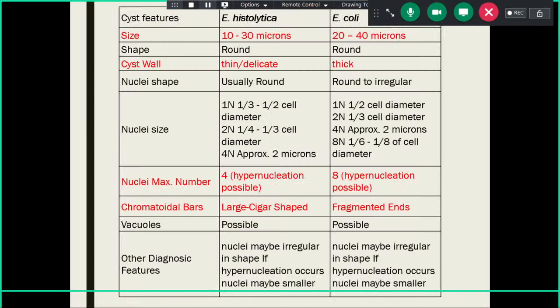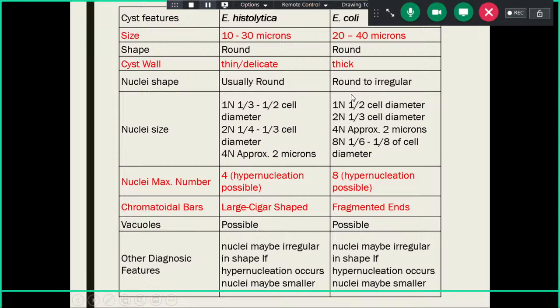Apart from that, this is a very important point for your practical examination. Many times the examiner will ask you to differentiate a pathogenic Entamoeba histolytica cyst from a non-pathogenic cyst of Entamoeba coli. The size of E coli is twice as big as EH. Both are rounded. The cyst wall is much thicker in E coli.